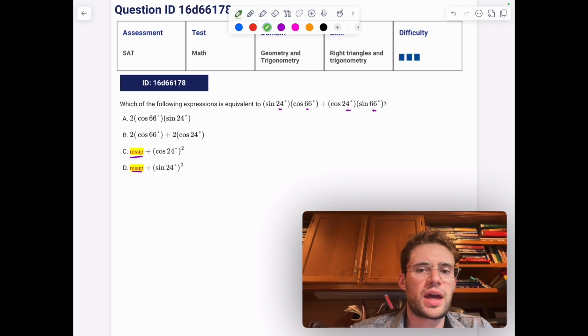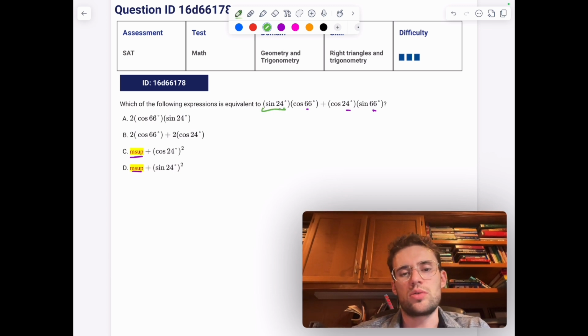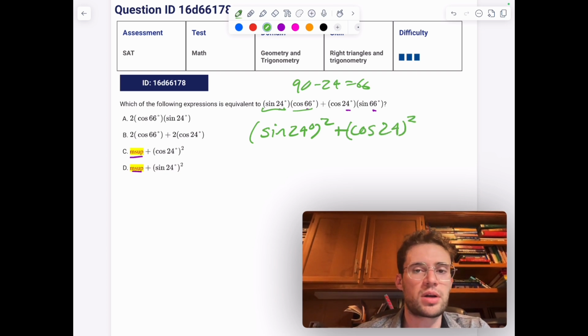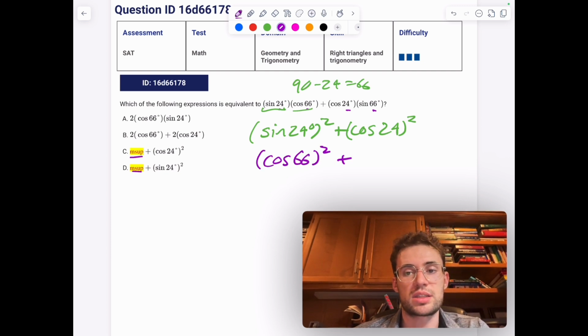But we know that the sine of 24 is equal to the cosine of the complement of 24, which is 66, right? Because 90 minus 24 equals 66. Same thing over here, right? The cosine of 24 is equal to the sine of 66. So we could essentially write this as sine of 24 degrees squared plus the cosine of 24 degrees squared. Or likewise, you could write it as the cosine of 66 degrees squared plus the sine of 66 degrees squared. Right? Those will be the same thing, because the sine of 66 equals the cosine of 24.